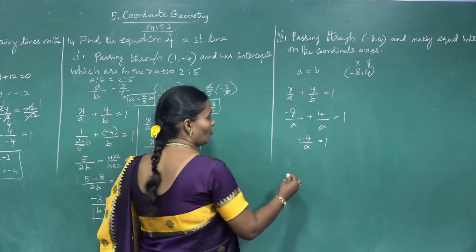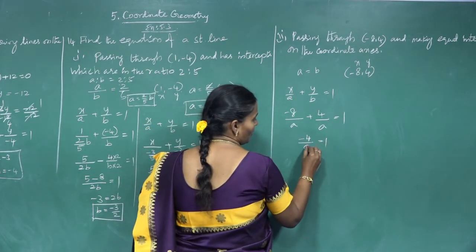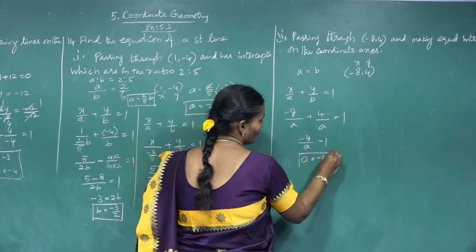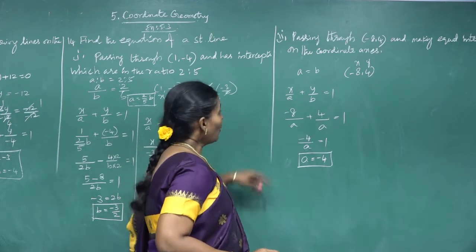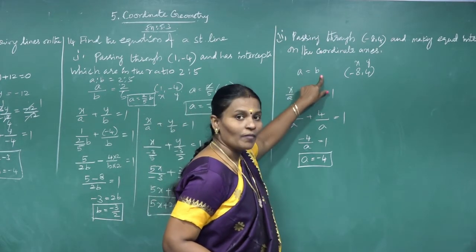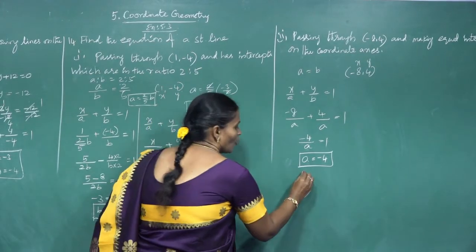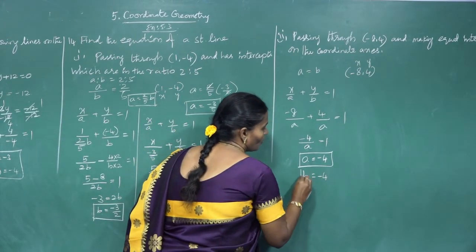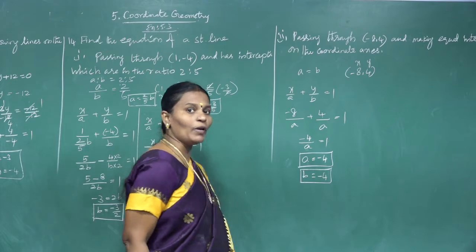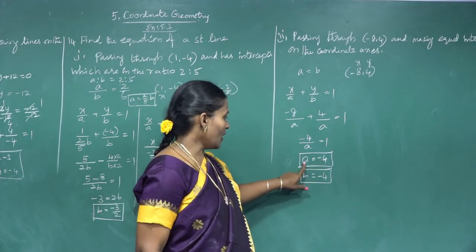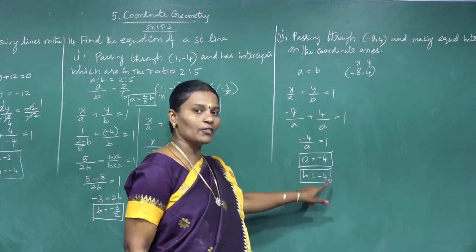So now do the cross multiply here. This A bring to the right side. So A is equal to minus 4. Understand children? Then what is given here? A is equal to B. Therefore, B also minus 4. Good. So, B is also minus 4 because A is equal to B. Both intercepts are equal. So, A is minus 4. B also minus 4.